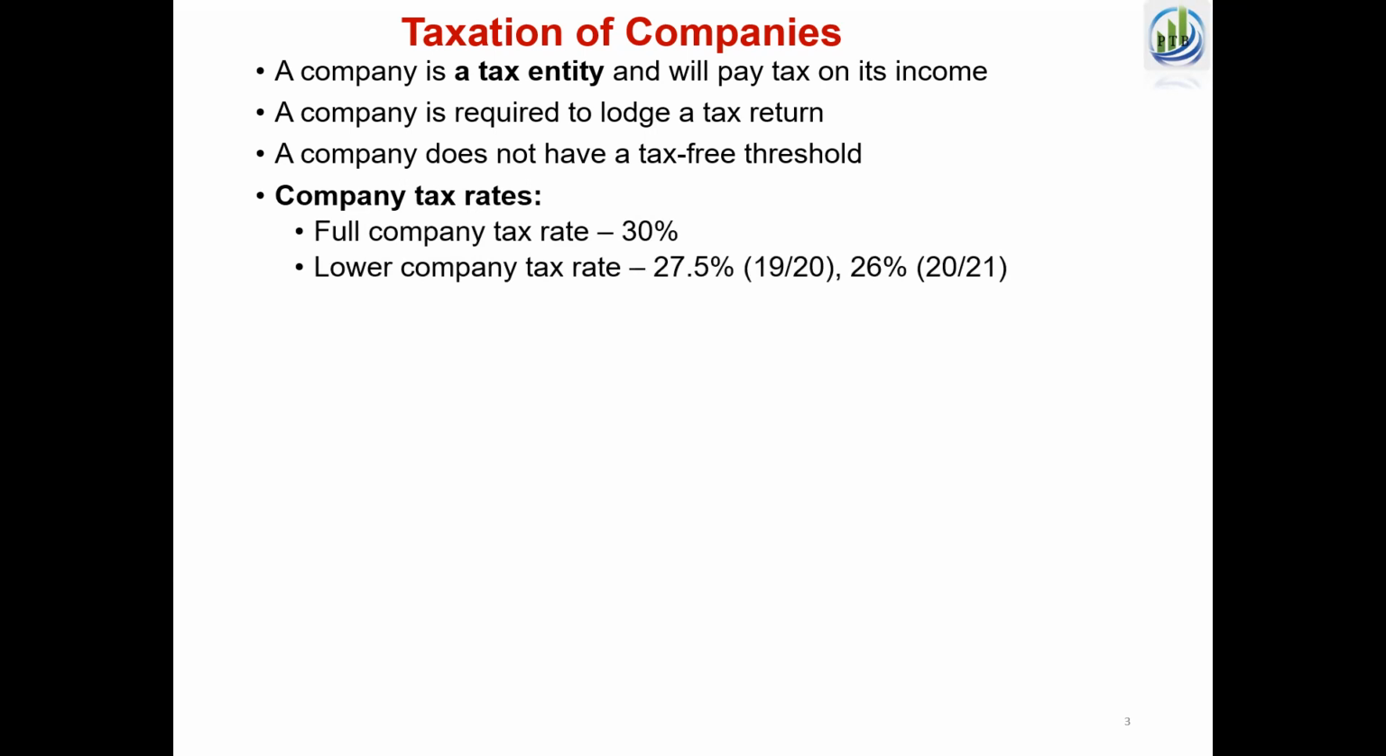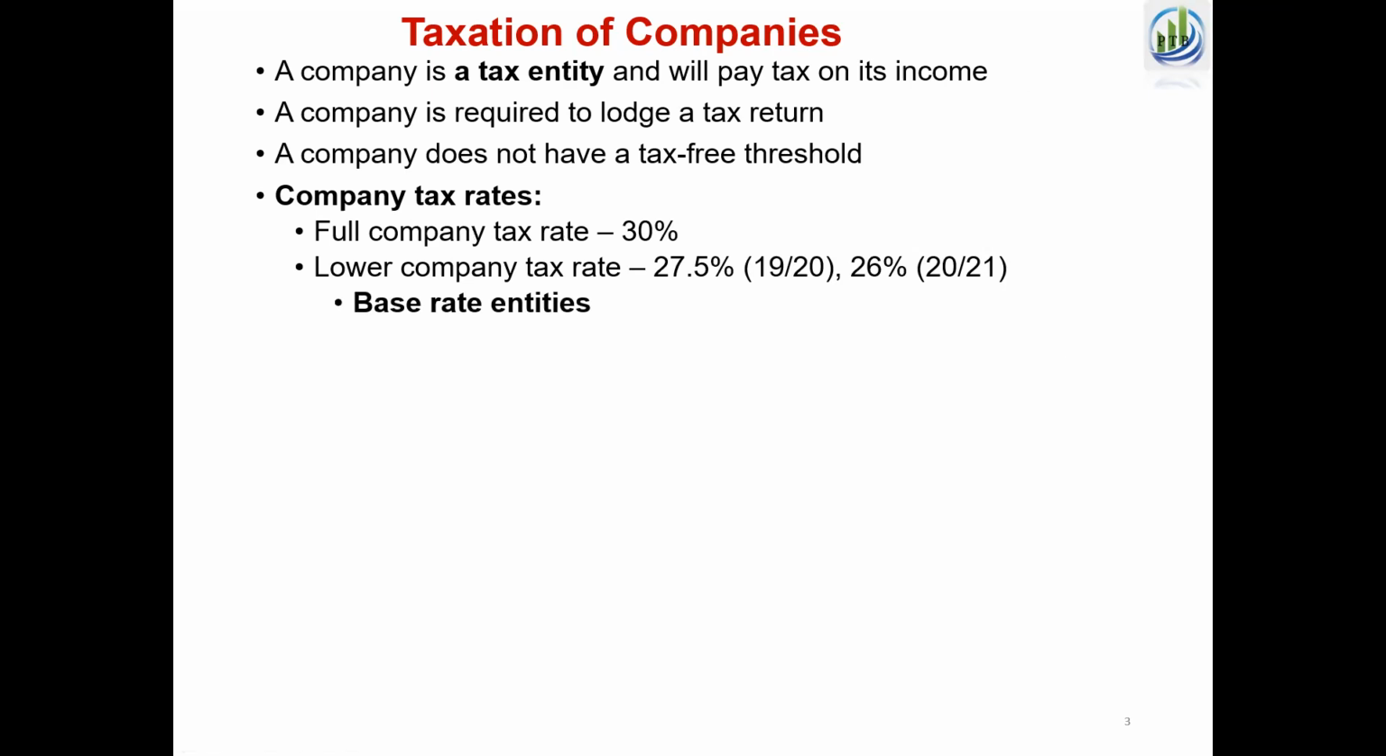The lower rate is for companies that meet the conditions of a base rate entity. What is the lower company tax rate? It was 27.5% for last year. This year, the year you're going to do the tax return, it is 26%. The 2022 year is expected to be 25%. So the lower tax rate is only available to base rate entities.